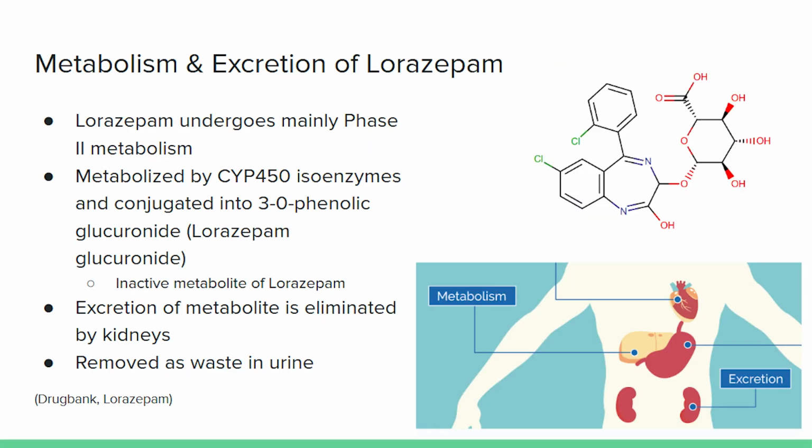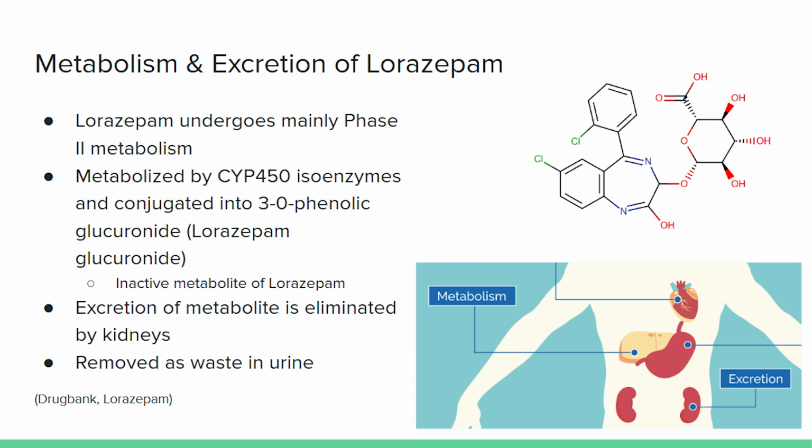When metabolized, lorazepam undergoes both phase 1 and 2 metabolism, but it mainly undergoes phase 2 metabolism. And during phase 2, it is metabolized by cytochrome P450 isoenzymes, which basically conjugates it into a metabolite 3-O-phenolic glucuronide, otherwise known as lorazepam glucuronide, which you can see here on the right. This metabolite is basically inactive and it's just waste that's excreted by the kidneys.